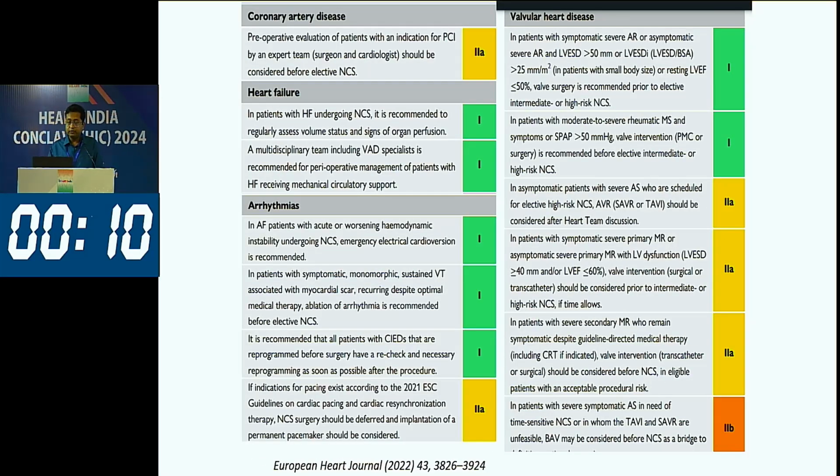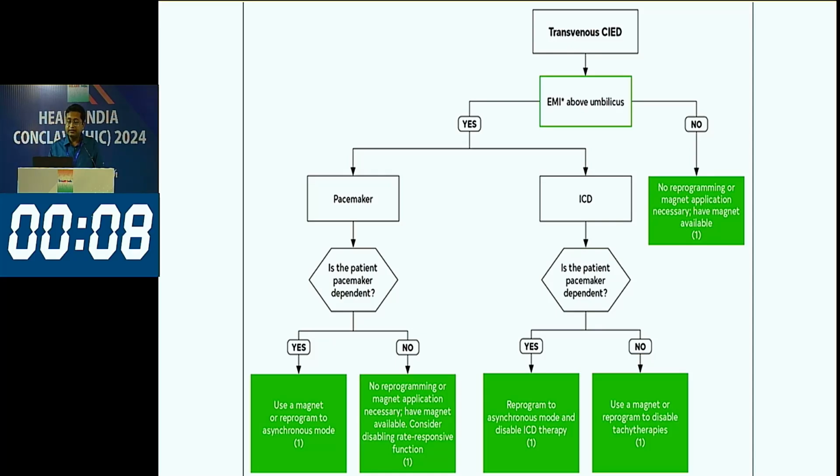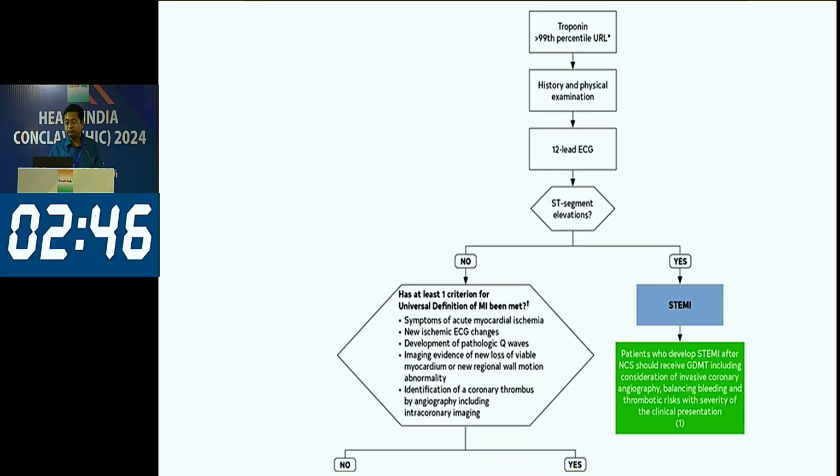I will skip the rest for the paucity of time. This is about transvenous CIEDs, all the pacemakers and the ICDs. If the electromagnetic interference is above the umbilicus, then we have to consider the use of a magnet or asynchronous mode in monopolar cautery, not in the case of bipolar. And in an ICD, if the patient is pacemaker dependent, then we have to reprogram to the asynchronous mode. If it is more than 15 centimeters away from the surgical site, then we do not have to do anything.